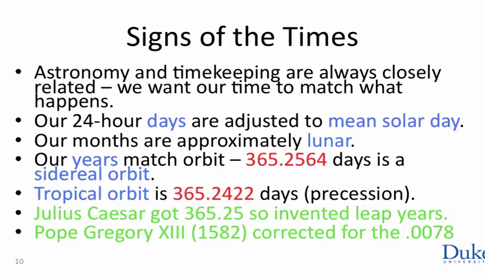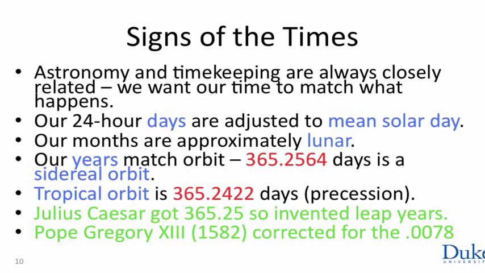We want 6 a.m. on our clock to be solar sunrise because that's the time we go out and plant things, work in our fields. And so our 24-hour days are adjusted to be the mean solar day. Our months, the 12 months into which we traditionally divide the year, are approximately lunar. The synodic lunar month is 29 and a half days.